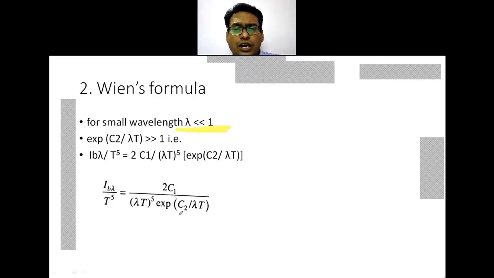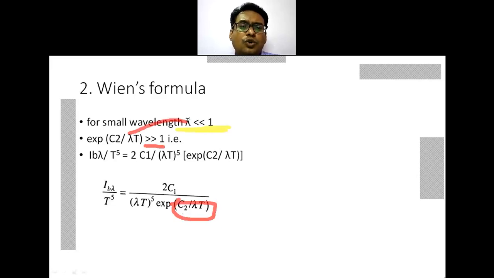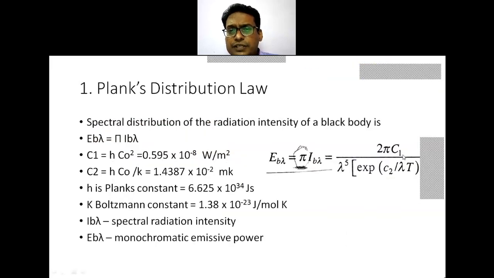So the denominator value, e raised to C2 upon lambda T, will be very much greater than 1, as I am going to substitute this smaller value of lambda. So this total value will be very much greater than 1, and you have to subtract the minus 1 from this basic formula, e raised to C2 upon lambda T minus 1.